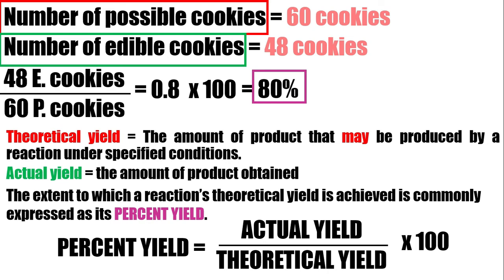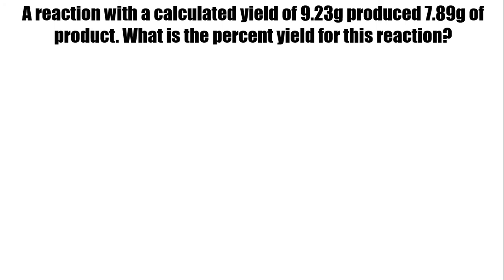So now let's have an example in chemistry, like actual substances. A reaction with calculated yield of 9.23 grams produced 7.89 grams of product. What is the percent yield for this reaction?